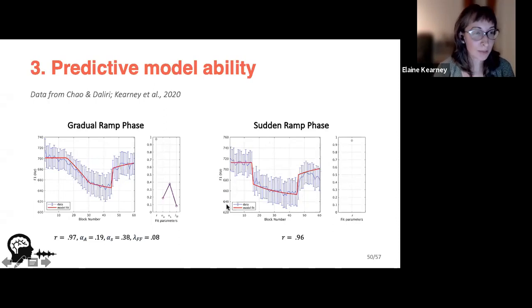When we look at the correlation coefficients for each of these simulations, we again see very high correlation coefficients, both in the original model fit and when using the model to predict performance in the second condition. This result did hold as well when we did it the opposite way. We could first fit the sudden data and then predict the response in the gradual condition.